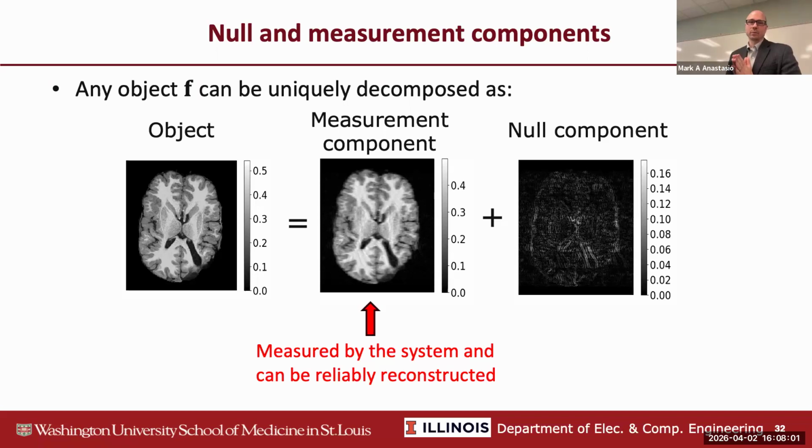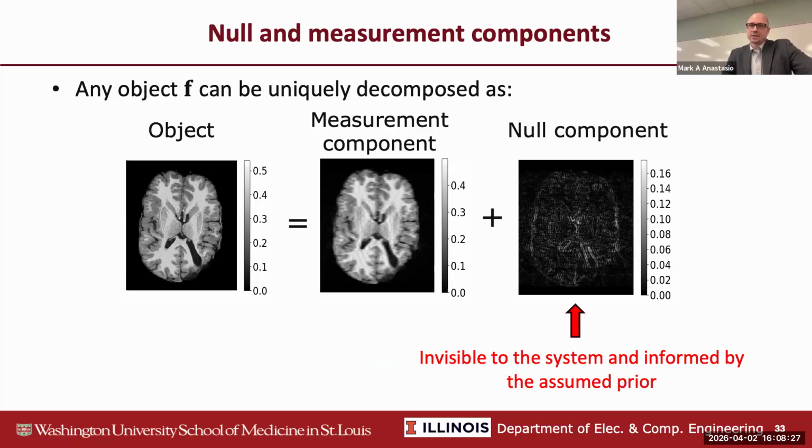And just from basic linear operator theory, we know that we can decompose any object in the domain of H into two pieces. We have an orthogonal decomposition. We can decompose an object into a measurable component, the component that the imaging system can see, that maps to some non-zero data vector. And then we have the second term, which is the null component, the component of the input object that's invisible to the imaging system. So when we try to get a good estimate, or recover our original object, this null component is informed by the assumed prior. There's no information in the measurement data, by definition, regarding the null component.